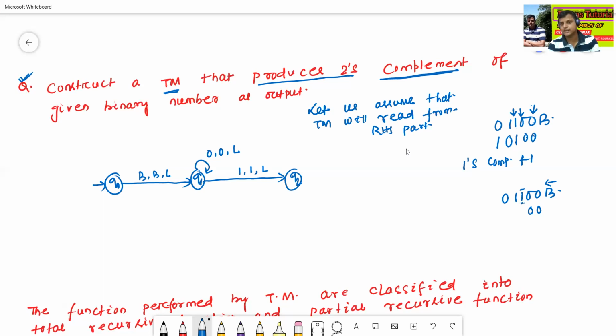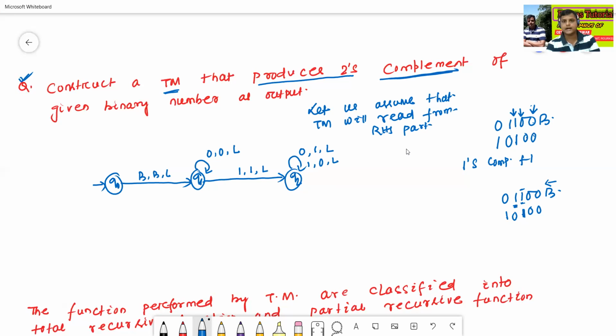when the Turing machine reads, 1 becomes 0 and 0 becomes 1. So here it is just a loop, meaning 0 1 L and 1 0 L. When the Turing machine reads 0, it produces the output 1. When the Turing machine reads 1, it produces the output 0.